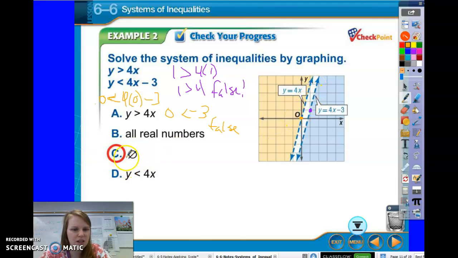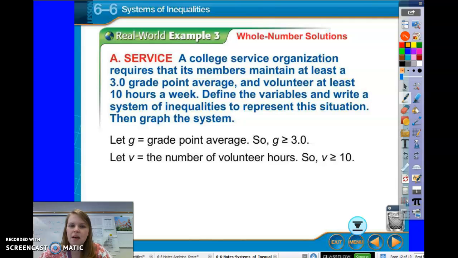That means this is our answer. So this is naught, N-A-U-G-H-T, and it means nothing, none, nothing in there. So we use that to represent no solution. You could just write out the words no solution, that's fine too. But if you want to use this fancy symbol that looks like a do not enter sign, that means not. There's no overlap.